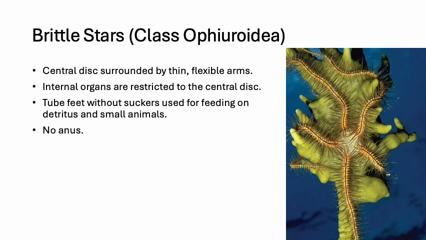Brittle stars look like sea stars, but they're built differently. They have a small central disc with long, thin, highly flexible arms. Unlike sea stars, their internal organs are restricted to the disc, not extended into the arms. Their tube feet don't have any suckers, so they are mostly used for feeding rather than locomotion. Many brittle stars feed on detritus or small organisms, sweeping particles towards their mouth. They can also shed arms when threatened, distracting predators, which is a survival trick that gives them their name.